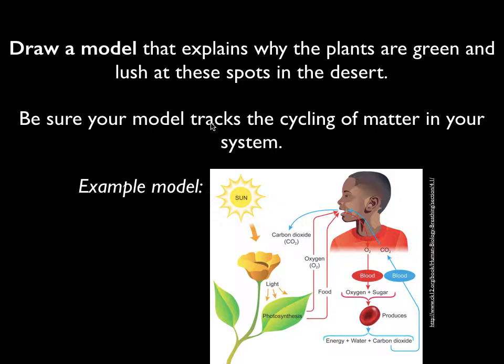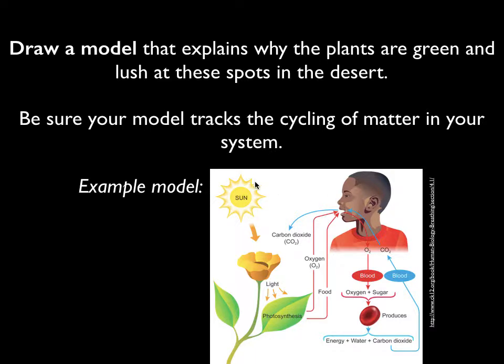With those ideas in mind, I want you to pick one of them and come up with a full model that explains why the plants are green and lush in those certain spots in the desert and why it's brown outside. Now, I've given you an illustration of an example of a model. And within NGSS, we're talking about a model. We aren't usually talking about a 3D diorama of things.